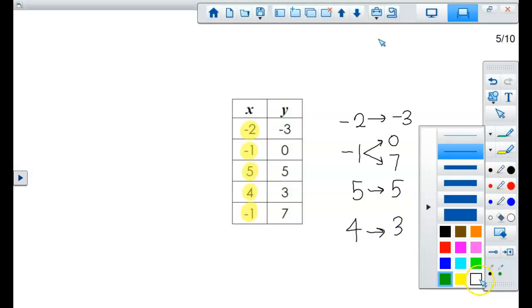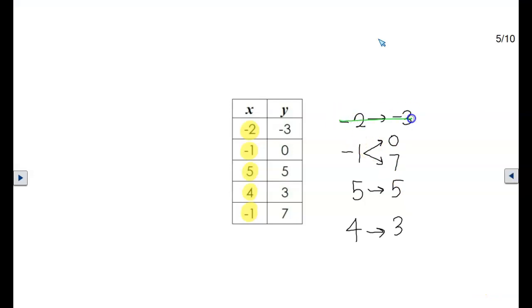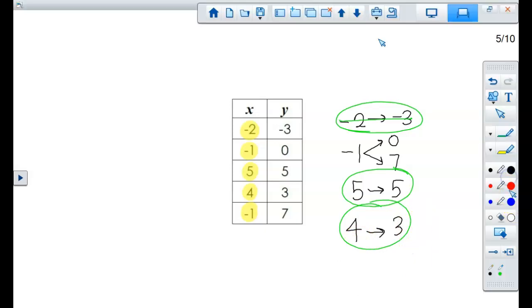So this x value is okay. Negative 2 as an x only connected with exactly one y value, which was negative 3. This one is okay. An x value of 5 connected with one y value, which was 5. And then 4 is okay. 4 connected with 3, one x value connected with exactly one y value.